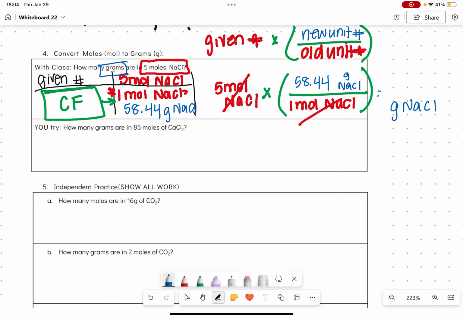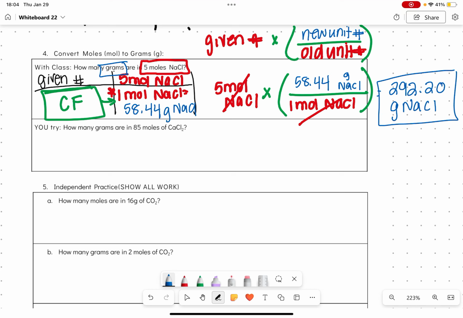When you put it in, you're going to do 5 times parenthesis 58.44 divided by 1. And that is going to give me 292.4, nope, that's not right. 292.20 grams NaCl. So that would be my final answer.